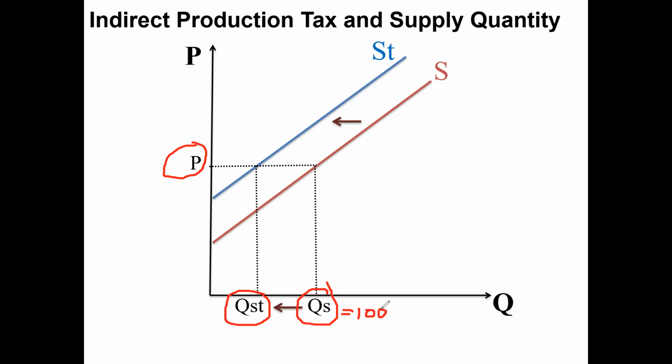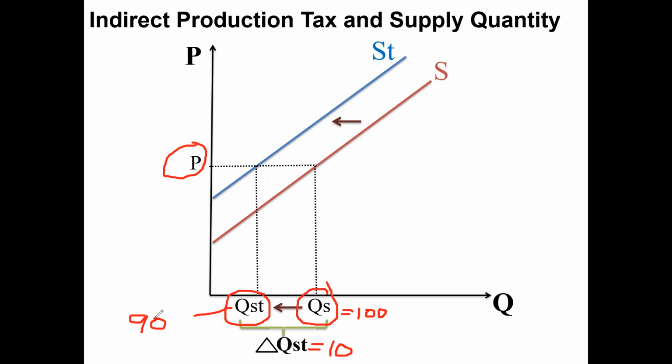So we should know how much the seller supplies after the tax. For that we need to know how much the supply quantity has decreased. Change in supply quantity due to tax. So the supply quantity decreased by 10. So the new supply quantity is 90.